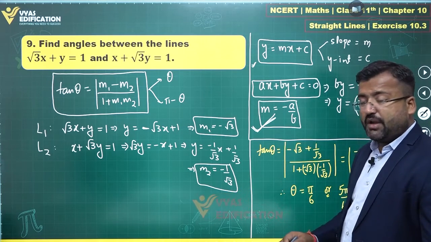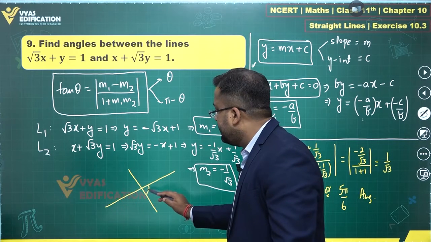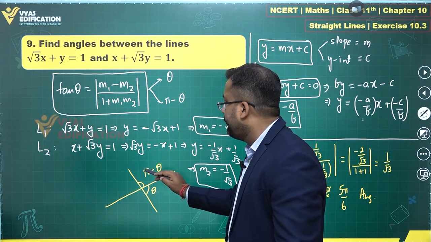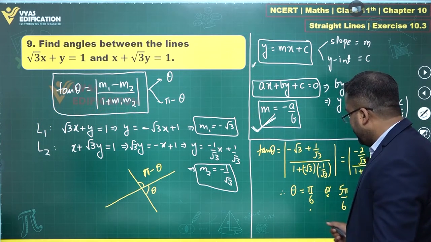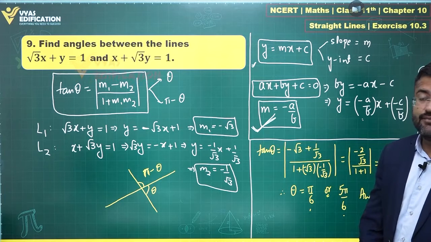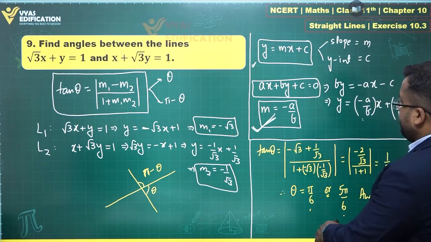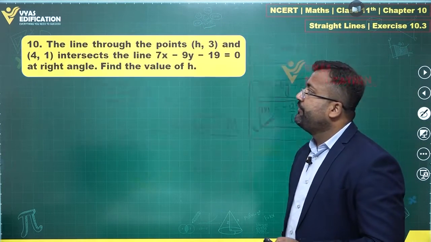How do we get that? Pi minus pi by 6. Because for any two lines intersecting, if one angle is theta, the other angle will surely be pi minus theta. Right? The modulus gives us the acute angle directly. The obtuse angle can be obtained using this. Right? A linear pair is formed over there. That's the idea behind this. That's question number 9 for us and the complete solution of this question.